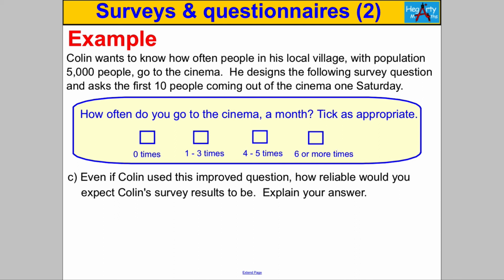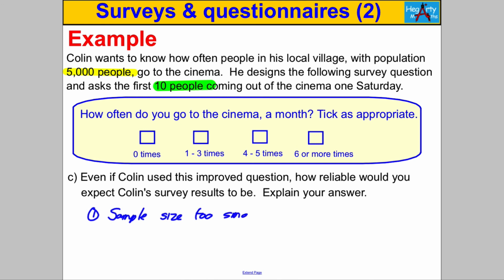Well, let's think about the question here. Remember, there are 5,000 people in Colin's village and he's asking 10 people. So even if the question was a brilliant question and it's really well worded, he's only asking 10 out of 5,000 people. The sample size is pathetically small. So sample too small is definitely going to be a problem.